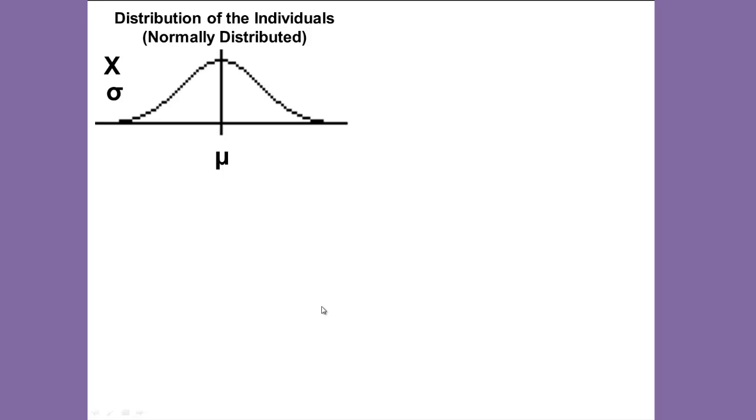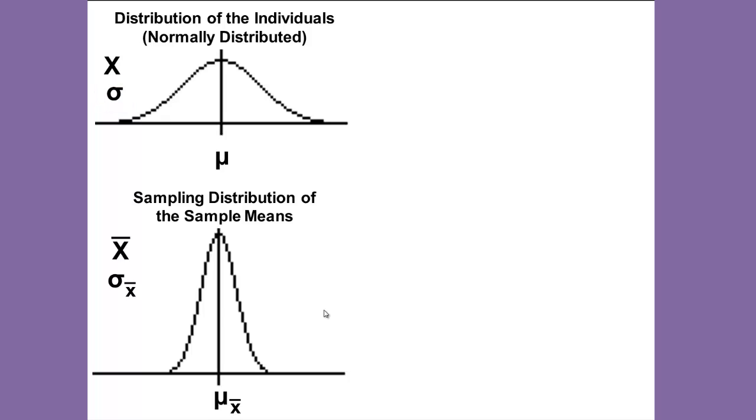We are talking about two different distributions as we talk about the sampling distribution and the central limit theorem. One of the distributions is the distribution of the individuals. Each individual is indicated by an X, and we have the population mean, which is mu, and the population standard deviation, which is sigma.